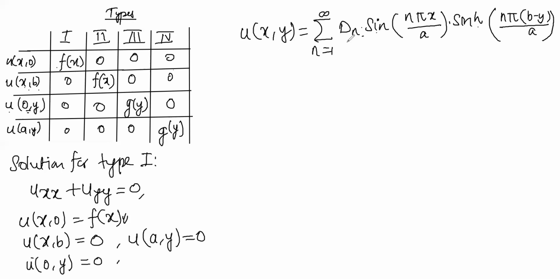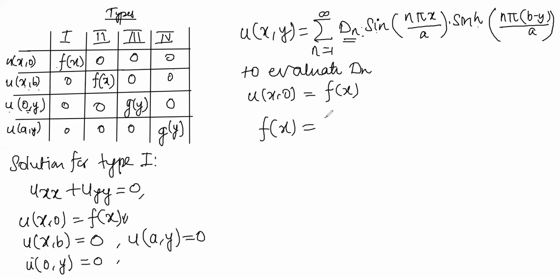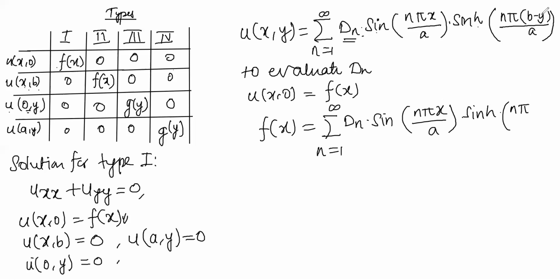Now I'll find this d_n. To evaluate d_n, you can simply say u(x,0) is your f of x. So put here f of x, and then you get the series n equal to 1 to infinity, take d_n here, and then sine of n pi x upon a, and then I get sine hyperbolic of n pi (b minus 0), so that is just b. So n pi b upon a.